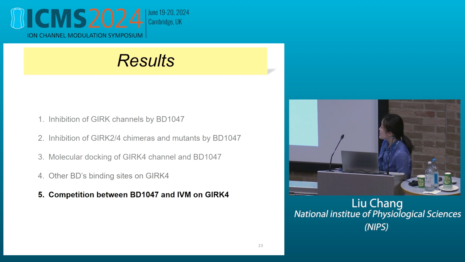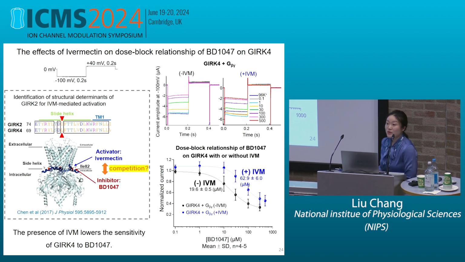And finally, I'm going to show you some results about the competition between BD and ivermectin on GIRK4. So you may be wondering, what is ivermectin? Ivermectin is an anti-parasite drug which is often used in Africa and has saved many lives there. And our previous lab member, Dr. Jing, found that ivermectin could directly activate the GIRK channel.